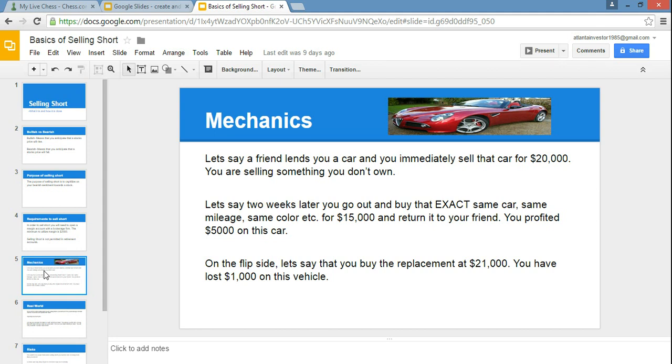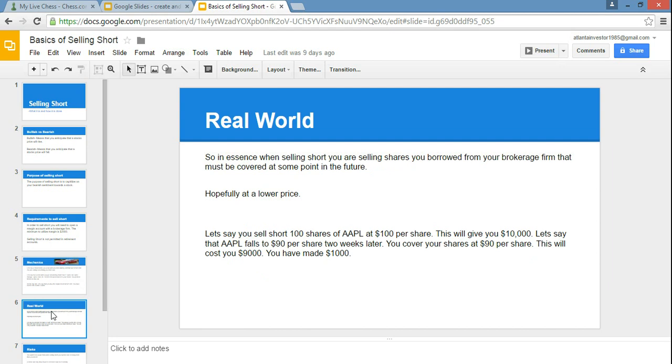That, in essence, is selling short. If you can understand that concept, you can understand selling short. Of course, it's going to function a little bit different in your brokerage account. You're going to have to be familiar with the terms and order types and things of that nature. But if you can understand that, you can understand the gist of selling short. Now, let's talk about real world and brokerage terms.